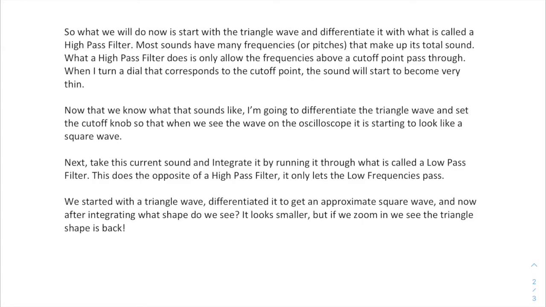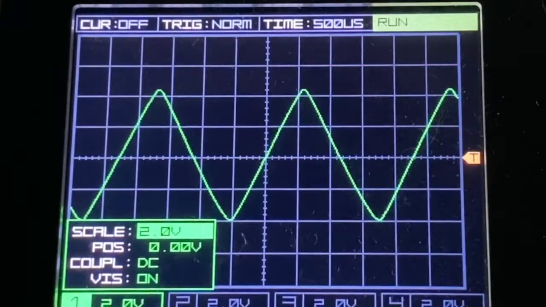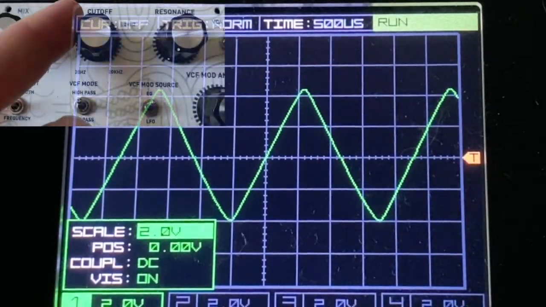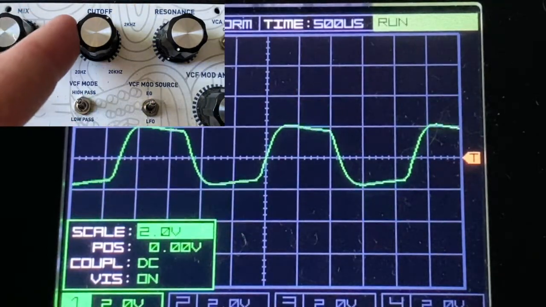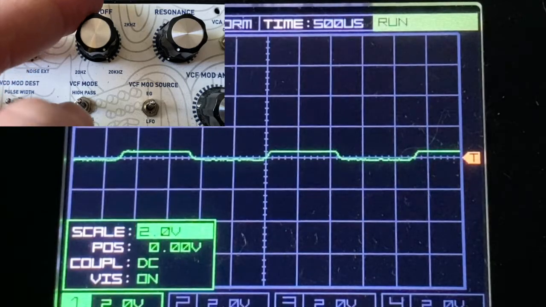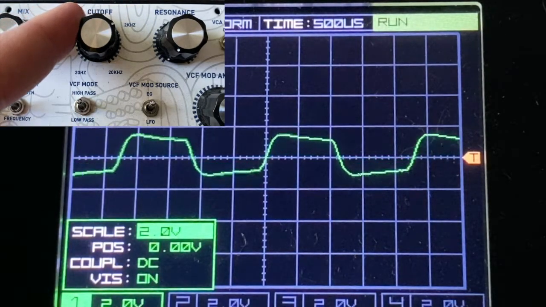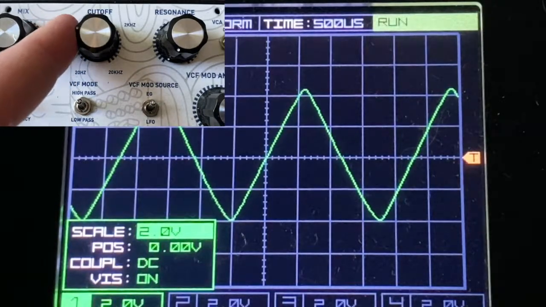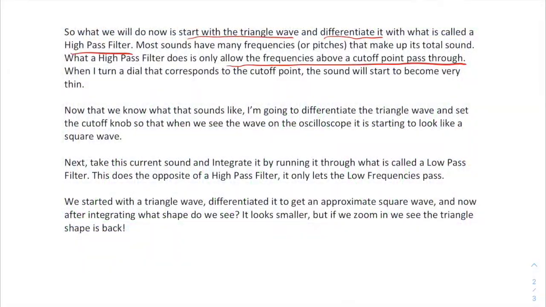So what we will do now is start with the triangle wave and differentiate it with what is called a high-pass filter. Most sounds have many frequencies or pitches that make up its total sound. What a high-pass filter does is only allow the frequencies above a cutoff point pass through. When I turn a dial that corresponds to the cutoff point, the sound will start to become very thin. So that's what it sounds like to pass a triangle wave through a high-pass filter.